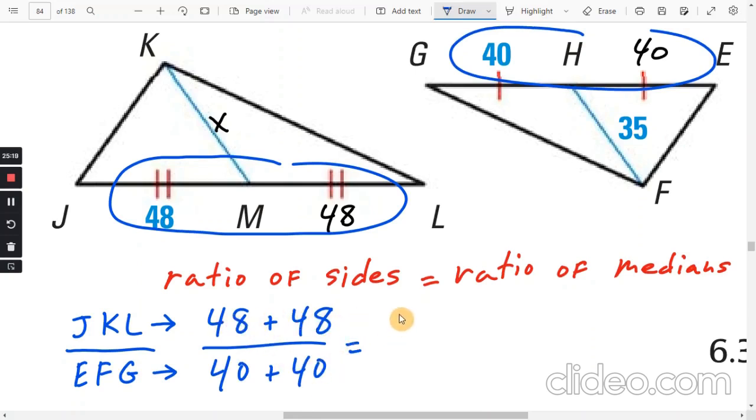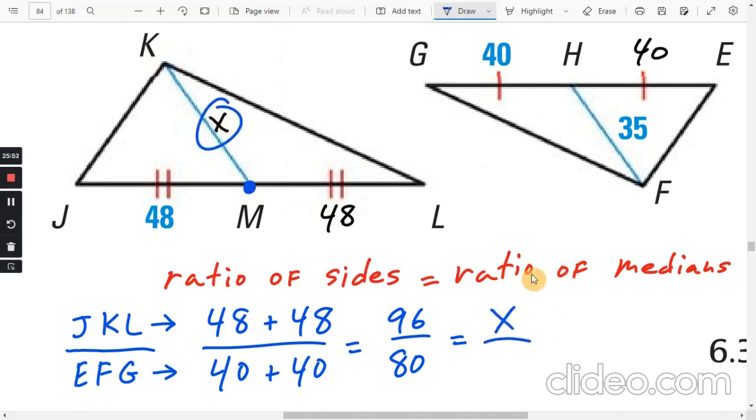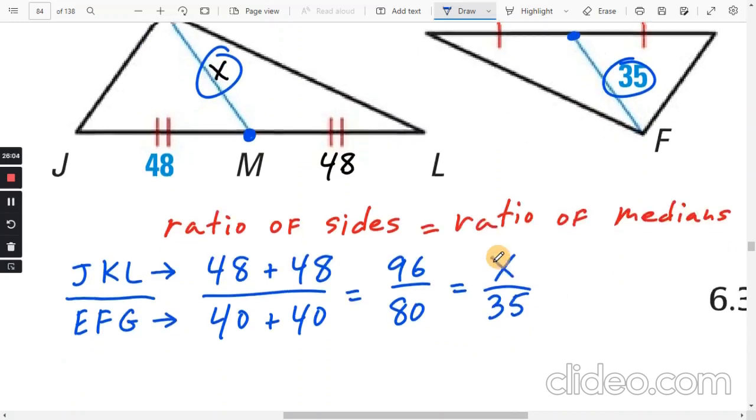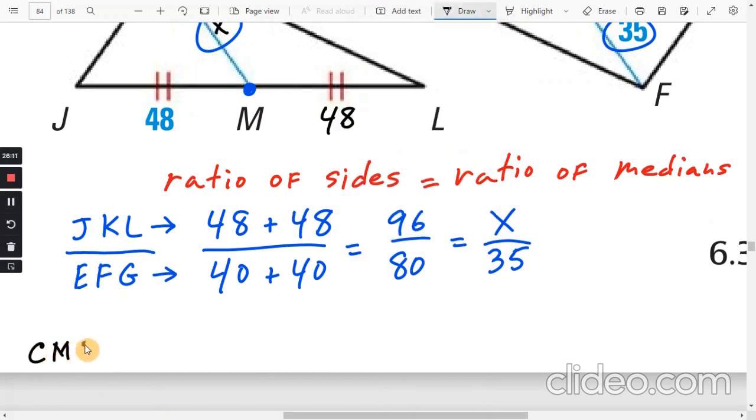Okay, 48 and 48 are 96. 40 plus 40 is 80. All right, you can reduce this, but I'm just going to leave it just to prove to you you don't need to reduce it, because once you cross multiply, it's not going to matter. And now for the ratio of the medians, JKL is the numerator, so that's this one. The median right here, see, it goes to the midpoint. That's X. And the median for EFG, that's this one right here. See, it goes to the midpoint. That's 35. All right, so that is it for the fractional part. We're going to cross multiply.